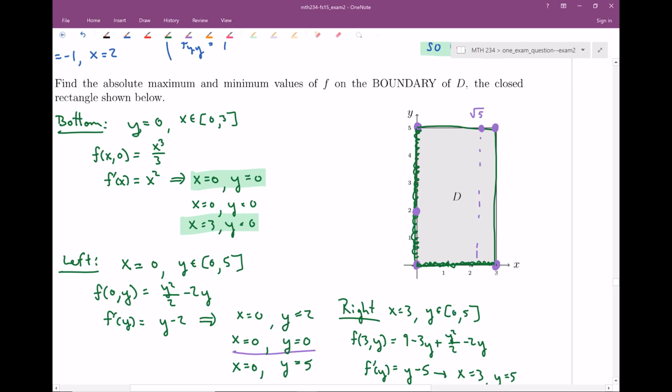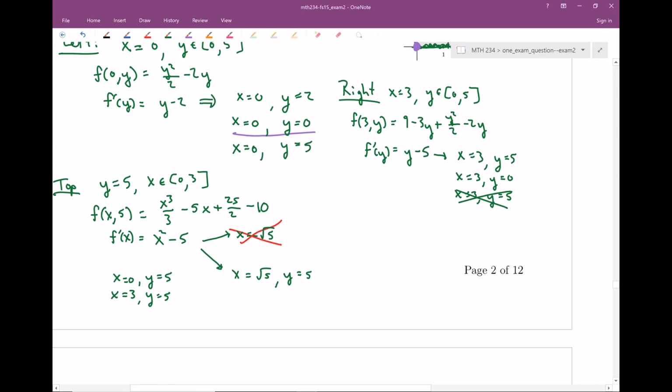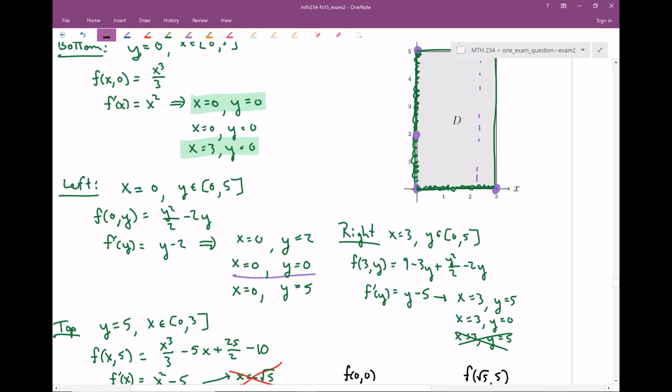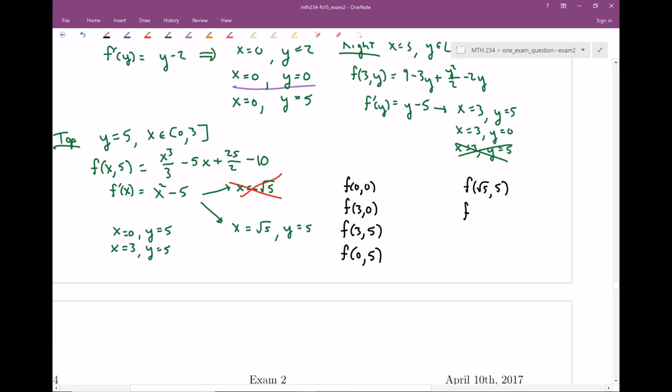So let's go ahead and plug these in. This is kind of the last bit here. I'll switch to black for fun. Our points are (0, 0), (3, 0), (3, 5), (0, 5), and then the ones that aren't actual endpoints: (√5, 5) and, I forget what the other one is, (0, 2).